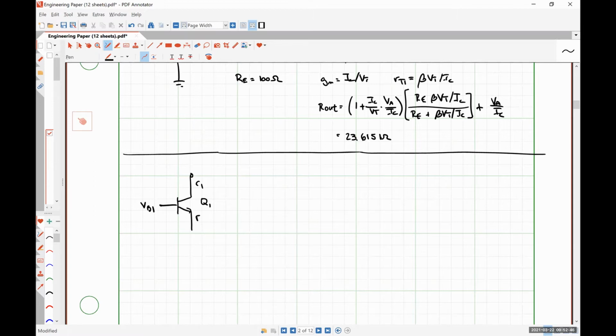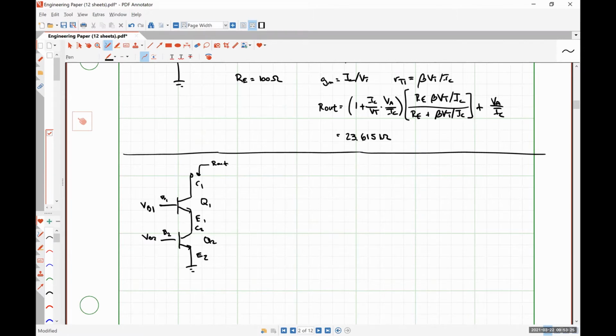C1 and E1. So here's our basic current source, but instead of putting a resistor between the emitter and ground, we are going to put another NPN transistor. This is Q2. So we connect the collector of transistor 2 to the emitter of transistor 1, ground the emitter of transistor 2 like so, and now we measure our output impedance.